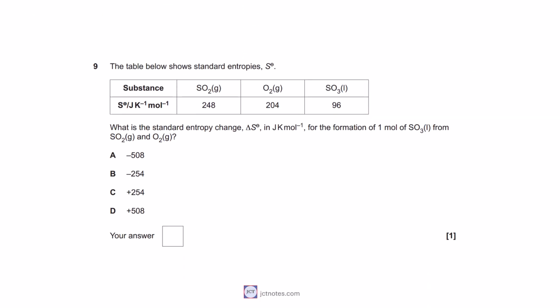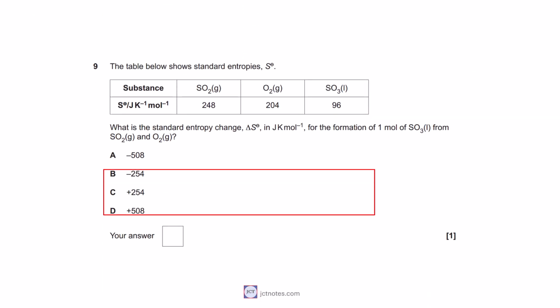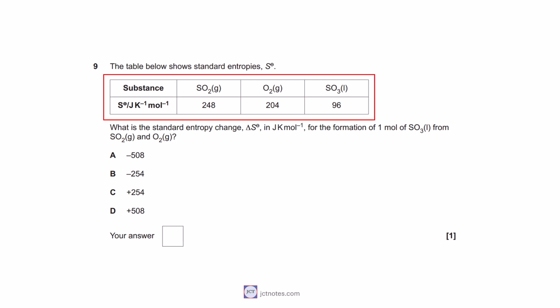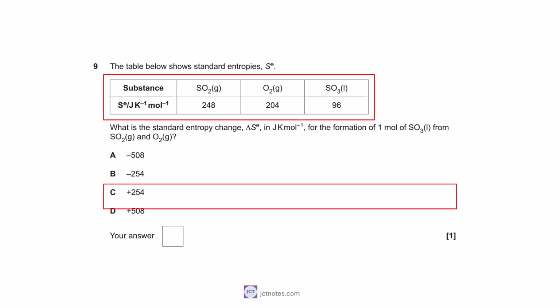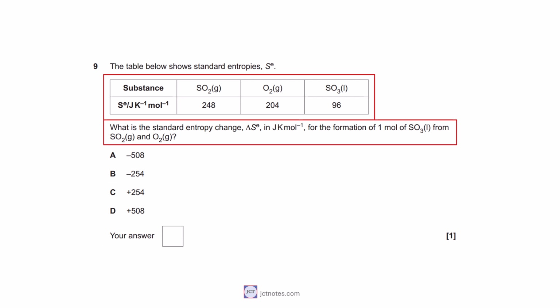In question 9, we have the standard entropies of sulfur dioxide, oxygen, and sulfur trioxide. We are asked to calculate the standard entropy change to form 1 mole of sulfur trioxide from sulfur dioxide and oxygen. In the case of a chemical reaction, we can calculate the standard entropy change by subtracting the entropy of the reactants from the entropy of the products.